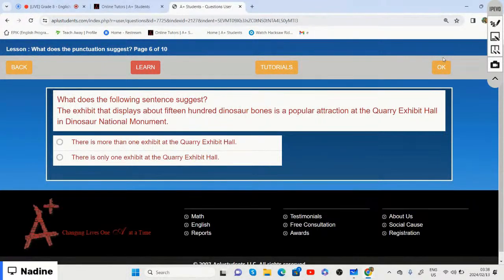All right. It says that the exhibit that displays about 1,500 dinosaur bones is a popular attraction at the Quarry Exhibit Hall in Dinosaur National Monument. We need to choose which one is correct. Does it mean that there is more than one exhibit at the Quarry Exhibit Hall, or there's only one exhibit at the Quarry Exhibit Hall?